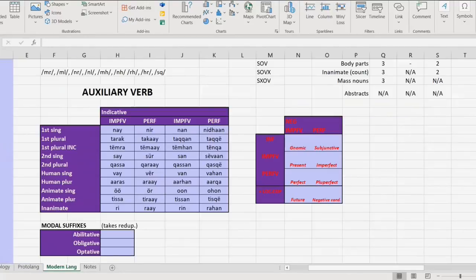So as you may remember, in the last episode, we finally finished sorting out all of these auxiliary verbs, which are essential for absolutely every sentence. Every single sentence requires one of these forms in order to mark the person and number of the subject and to convey tense, aspect, mood information.